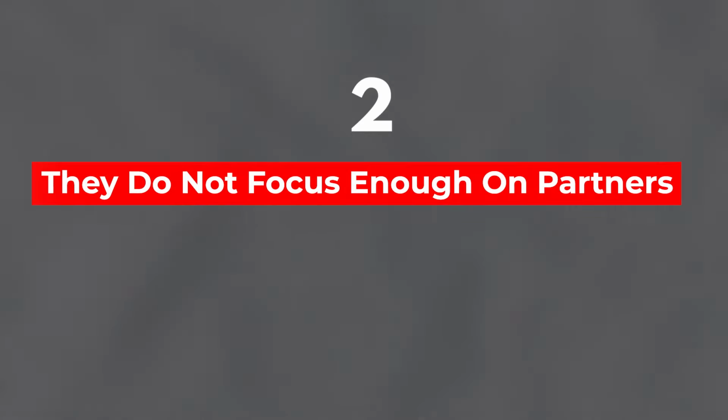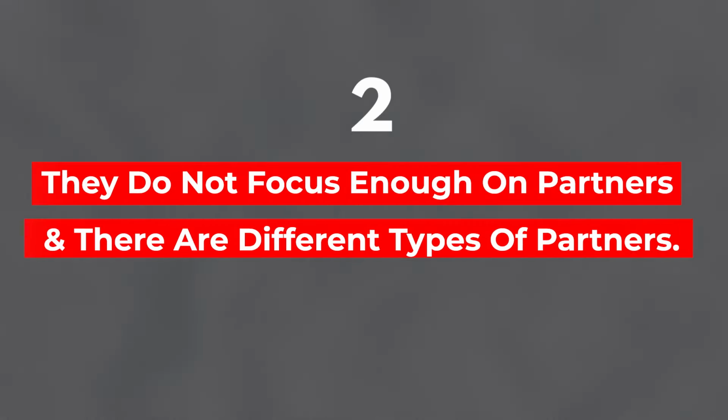Okay, number 2, the biggest strategic mistake that marketers make is they do not focus enough on partners. And there are different types of partners. One of the key ones that people ignore are key influencers. Key influencers are people that already influence your target customers. They already have clout, they already have credibility. One way you can find them is using this excellent tool called SparkToro.